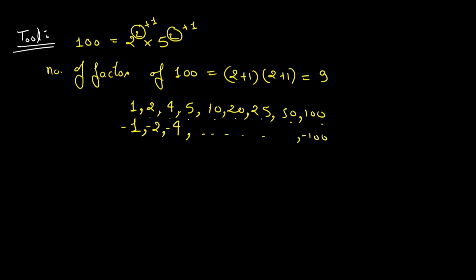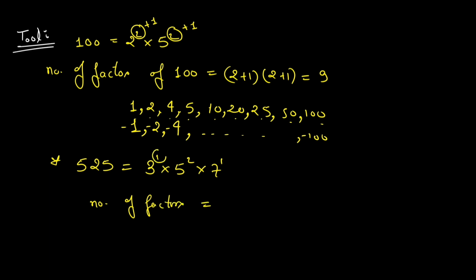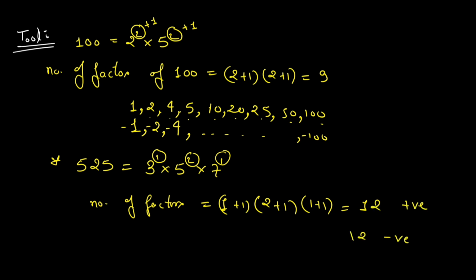Let's take one more example. Suppose we have to find the number of factors of 525. We can write it as 3 times 5 squared times 7. So the exponents of the prime numbers are 1, 2 and 1. So the number of factors equals (1 plus 1) times (2 plus 1) times (1 plus 1), which means 2 times 3 times 2, that is 12. So 12 positive factors and similarly 12 negative factors. In total, 24 factors of 525 are there. So we will use this concept in the solution.